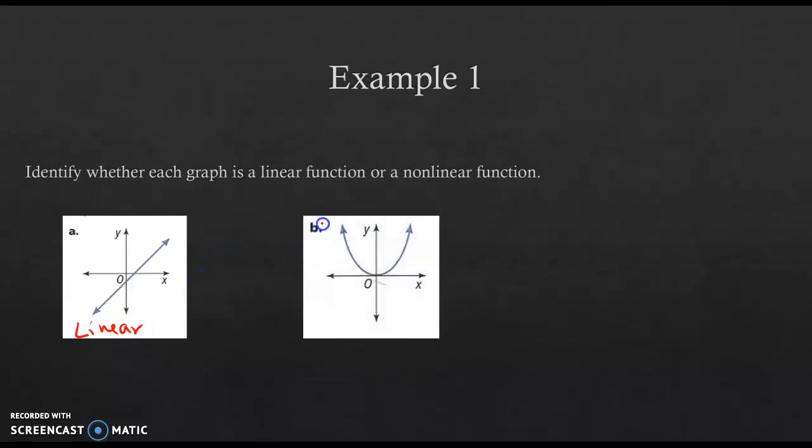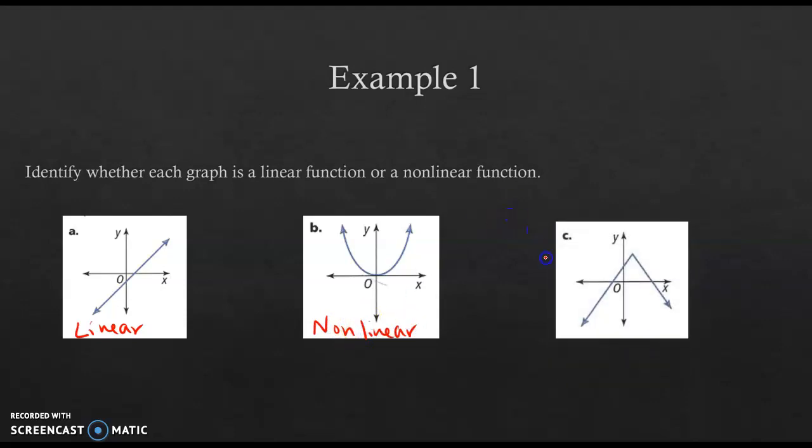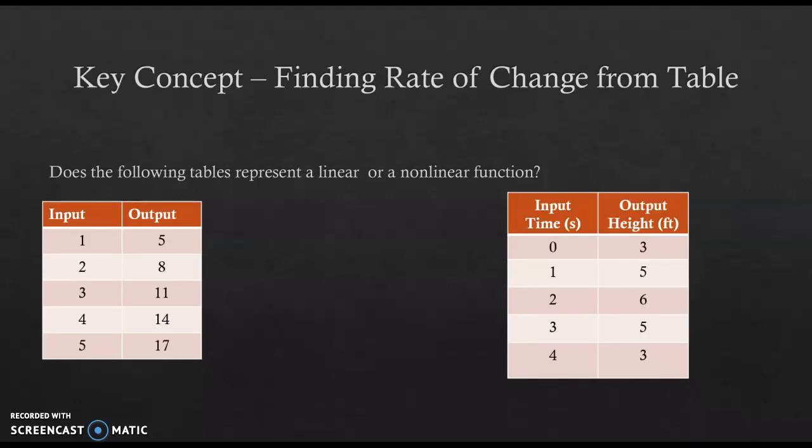Here it's what we call a parabola, but it makes that U shape. It is definitely a curve, so this is nonlinear. And our third one, yes, these are straight, but because we're not continuing on past this point and we go the other direction, this is nonlinear. And so that's us looking at a graph to answer those questions.